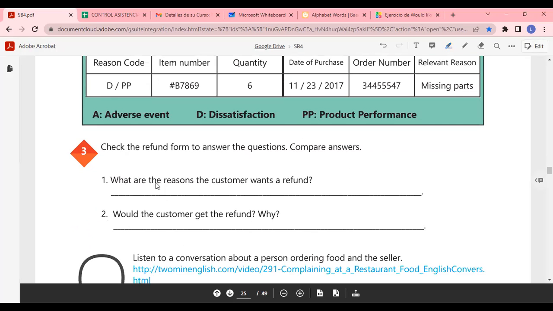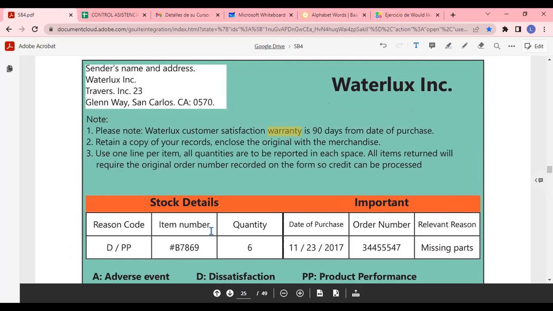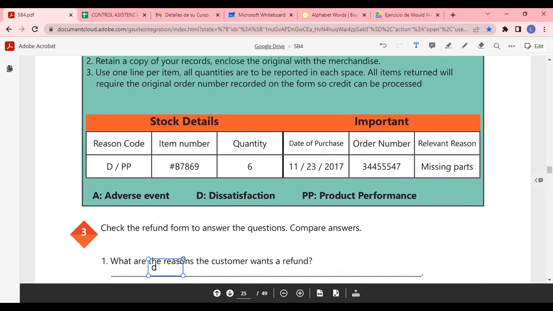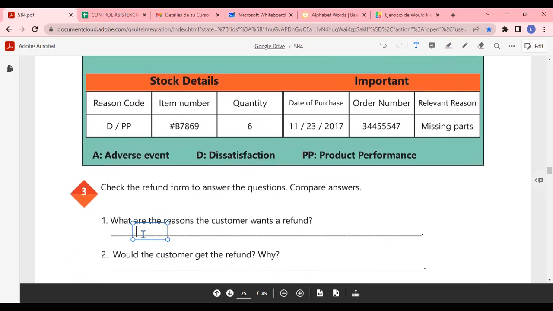Now let's see here, we have the question and it says, what are the reasons that the customer wants a refund according to the reading? Dissatisfaction. Uh-huh, dissatisfaction. What else? Do you think it's dissatisfaction in here? Missing part. Missing part, exactly. What else?